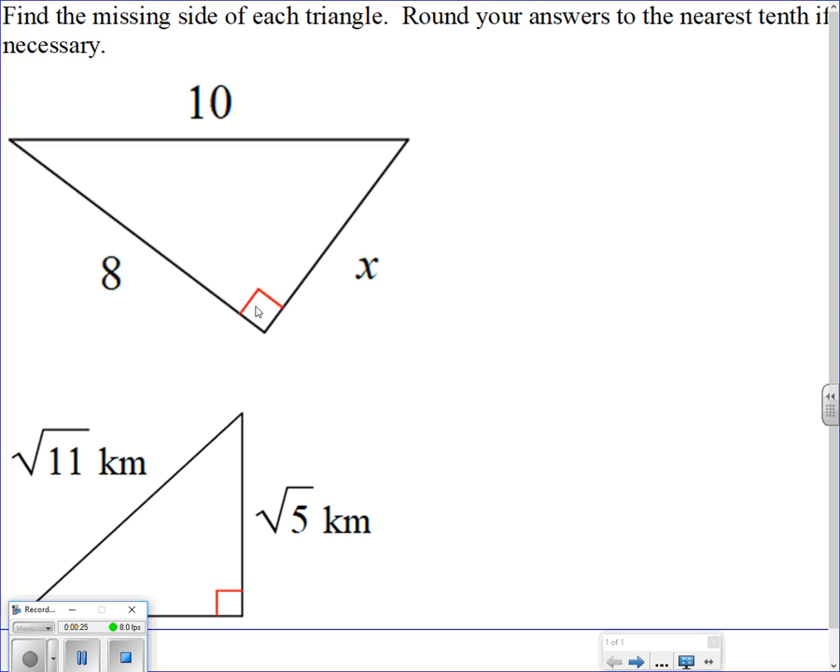Now, the sides right next to the right angle symbol are called the legs. So this would be a leg, and same thing with this, this will be the leg. So if they ask you, what are the legs? Your answer will be 8 and x. Now the other side is opposite to the right angle, so that's called the hypotenuse.